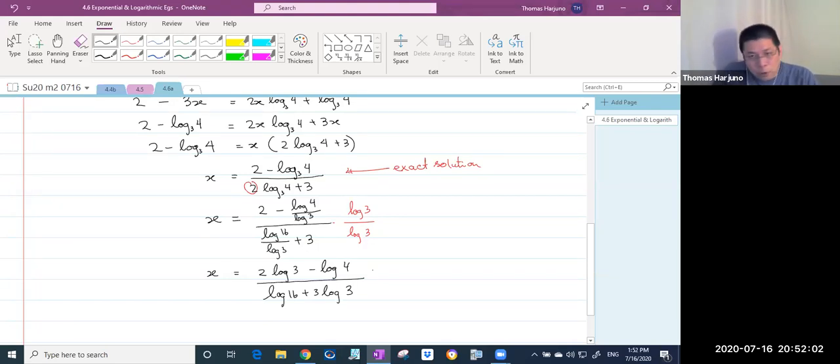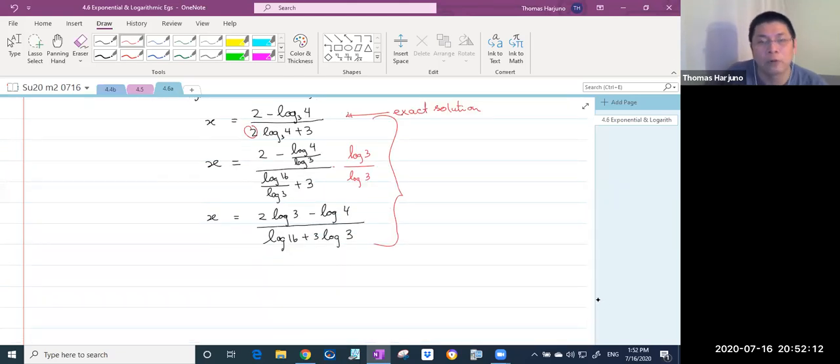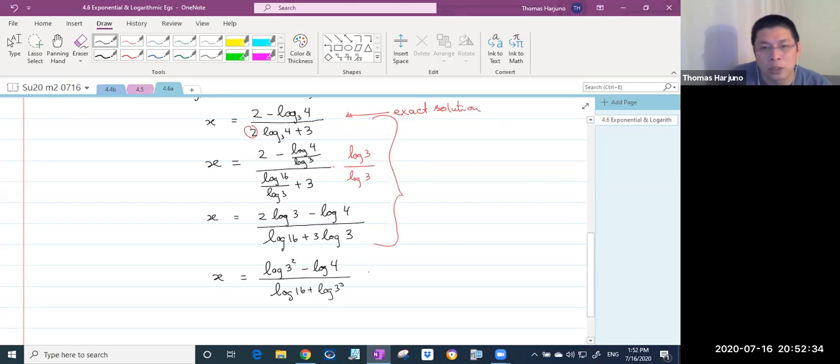But if you don't want to be hassled too much with your calculator, this is still the exact solution, by the way. You can use a calculator from there, but if I were you, I would simplify that a little bit further. I make it like this. This is log 3 squared, right? Minus log 4. And this is log 16 plus log 3 cubed. So this is log 9 over 4, I'm sorry, log of 9 over 4.